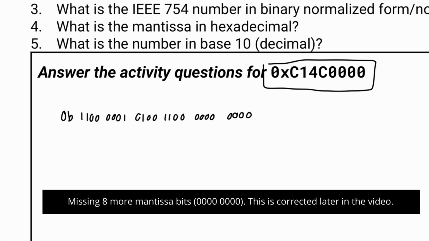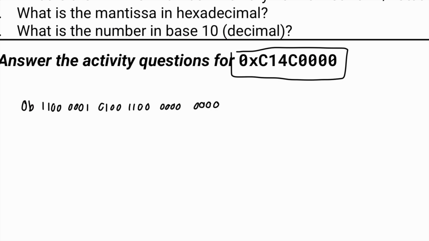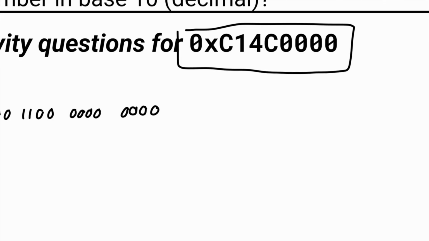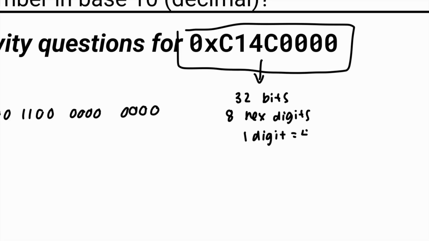Now that we have our binary number, we can get to identifying our sign bit, our exponent, our biased exponent, and then our mantissa. One thing you'll notice is that we are working in single precision. This number is 32 bits. Since we have 8 hex digits, 1 digit is equal to 4 bits. So we have 8 times 4 equals 32 bits, which is the same as in single precision.